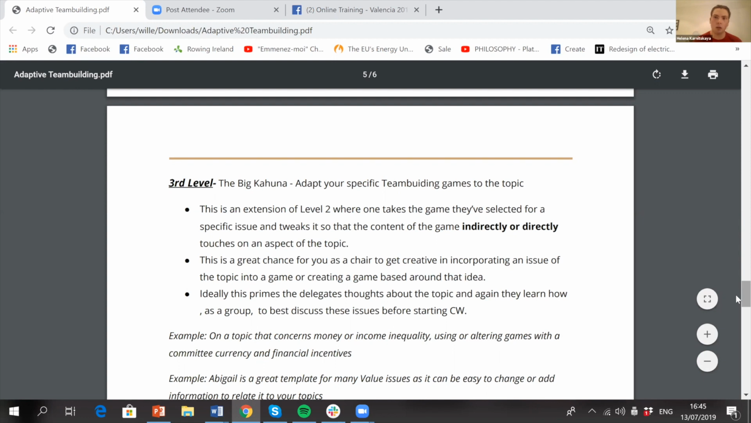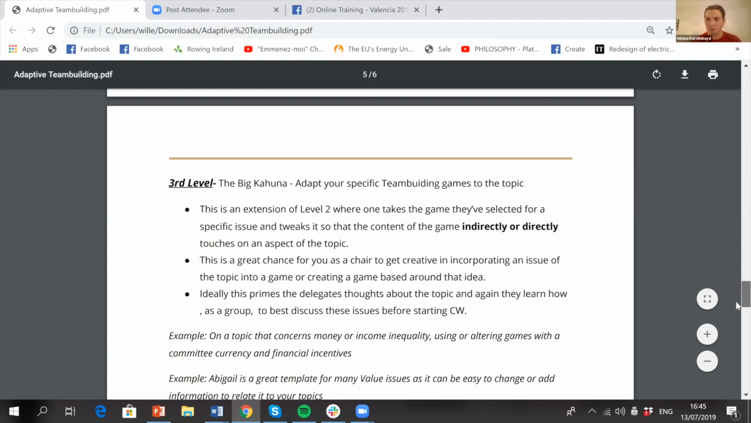It's very easy to alter information. For instance, it's very easy to swap genders and add different elements and dynamics, which can change the typical conversation that you'd expect from Abigail. It can be really helpful, again, in getting the delegates to engage with the topic and really think about it.